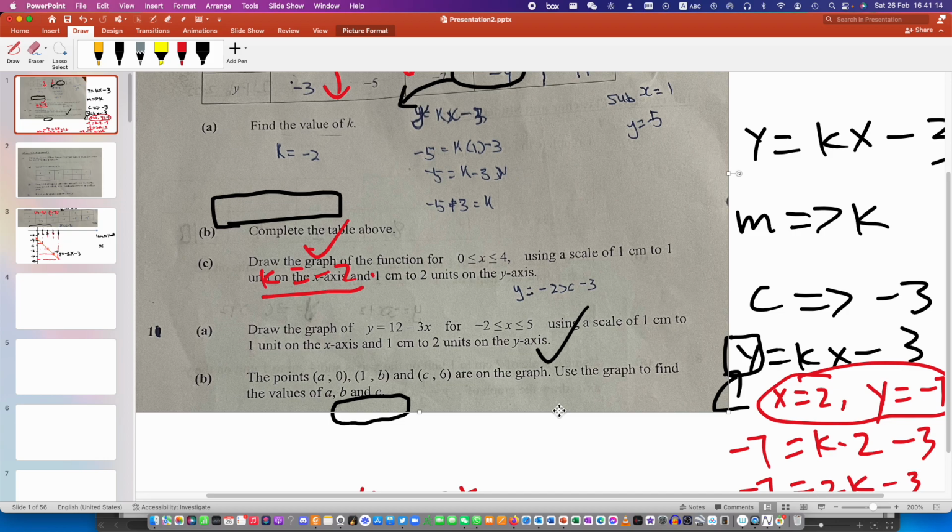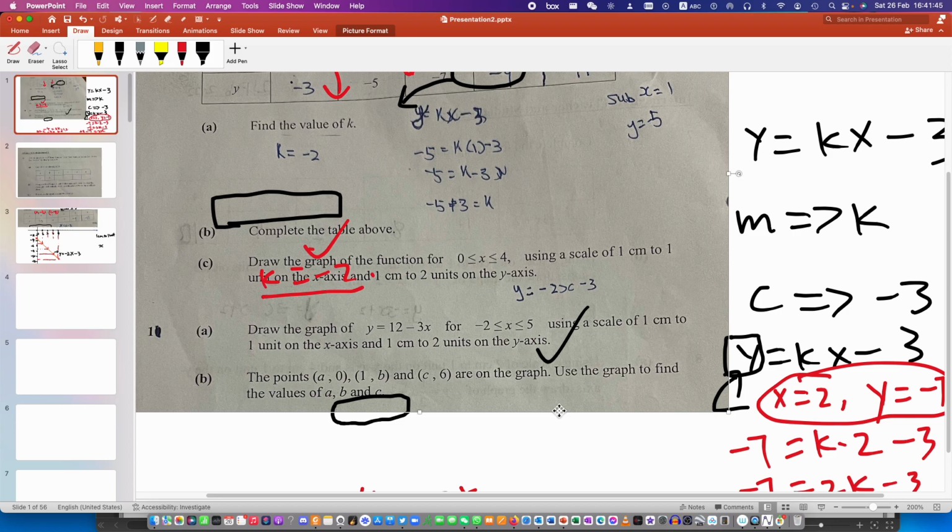So they say (1, b). Where's 1? Here. Where's this point? 1 and 9. 1 comma 9. So this is your (1, b). (c, 6). Where's the 6? 6 refers to the y. So what's this point right now? No, don't read here. Read from the graph. Yeah. So can you see?